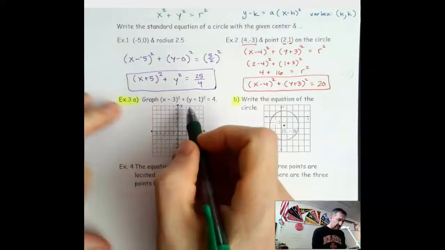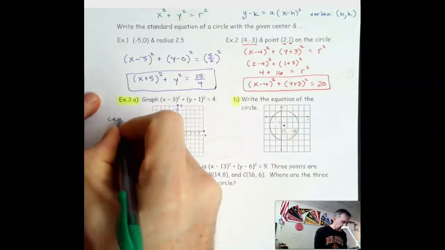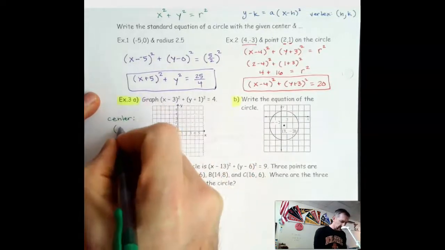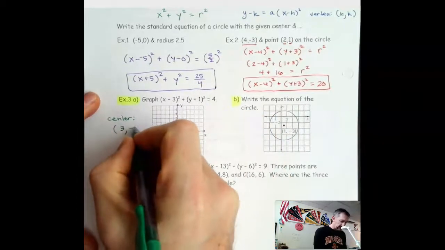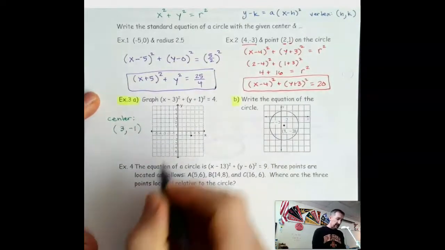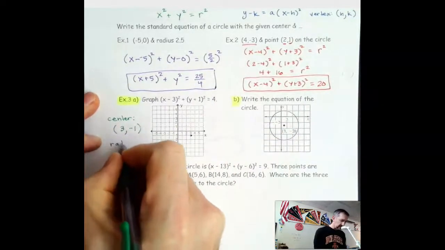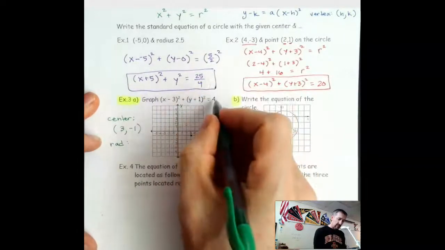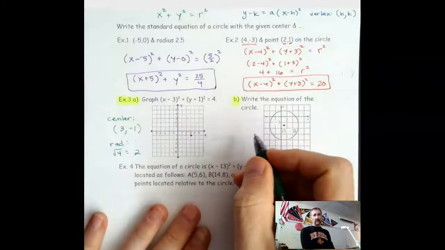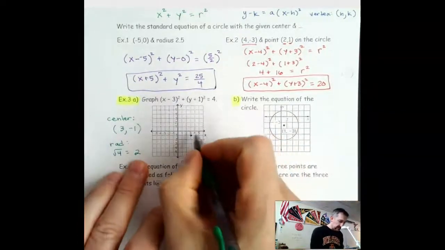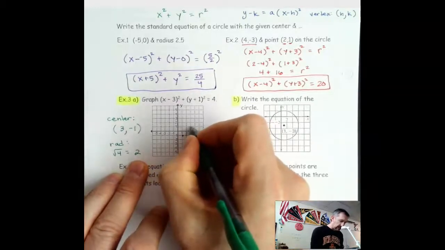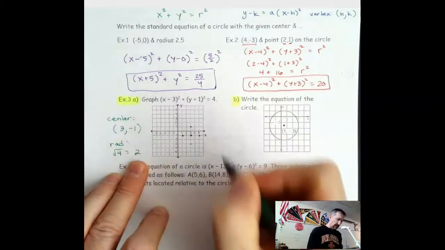So first of all, we would like to identify the center. So the center is the opposite of this. So that's going to be positive 3, and the opposite of that is going to be negative 1. So 3, negative 1, that's right here. Now, the radius is the square root of that. So the square root of 4, which is 2. Okay, so the normal way we do that is we just take the radius and we count right, left, up, down, and we have that.